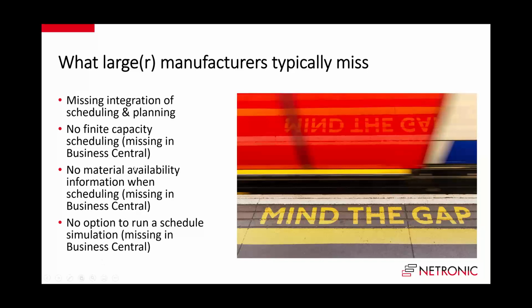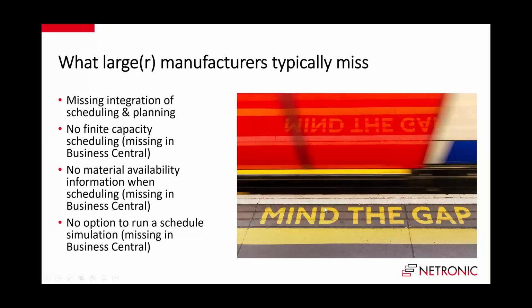And they also miss some stuff that is missing in Business Central, which is finite capacity scheduling. You saw before that I could significantly overload my work center or my machine centers. They miss information about material availability when you scale. You saw I could move forward stuff without getting a warning that material was missing. And they also miss the capability to run multiple simulations of a schedule and then compare them.